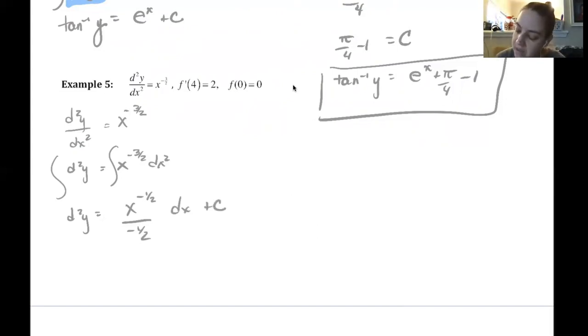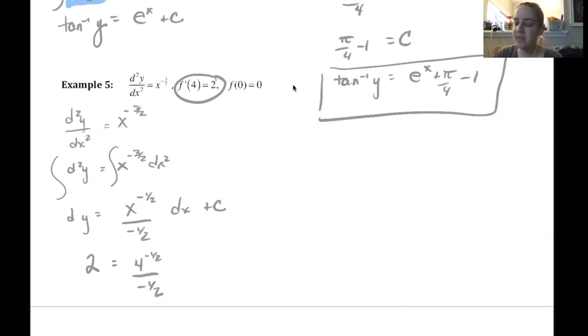How do I want to do this next? First derivative at 4 is equal to 2. So that y value is the 2. 4 to the negative 1/2 over negative 1/2. That dx in this case, you don't have to put anything in there. That's telling us what variable we're doing this with respect to. And here's my plus c at the end.